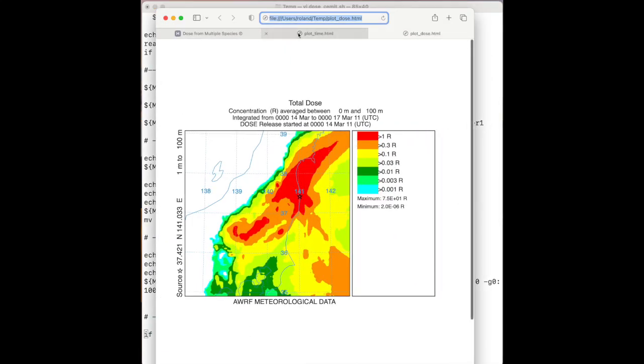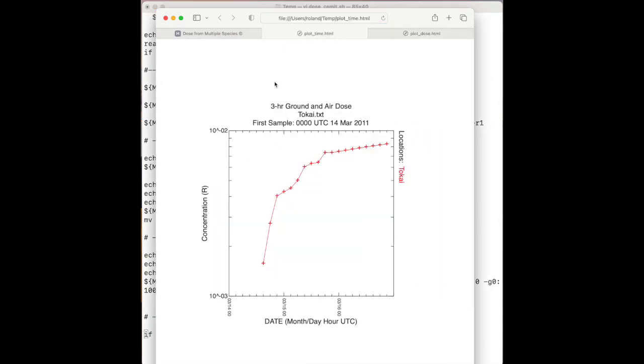However, one can see that with this possibly unrealistic maximum emission scenario, there are large regions where the dose exceeds 1 rem.